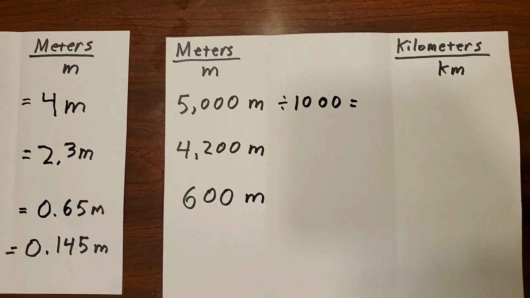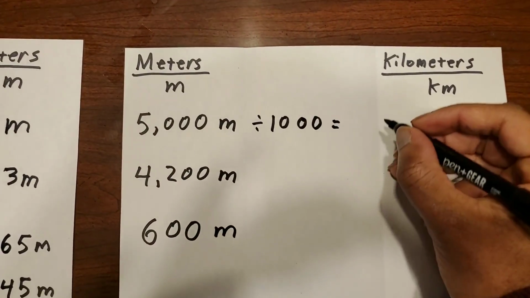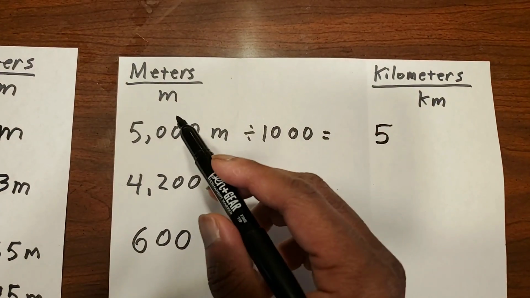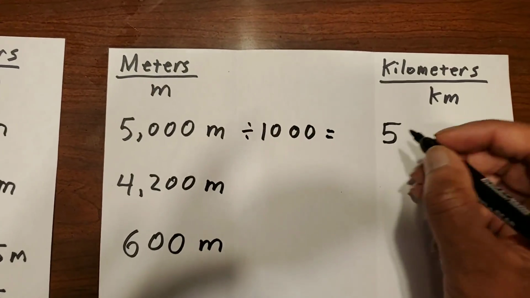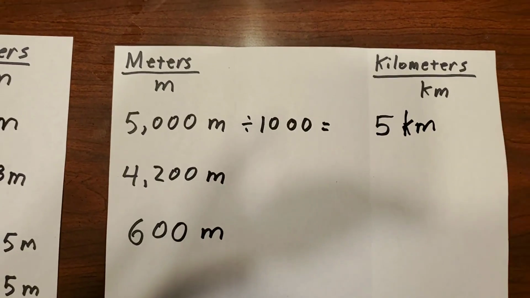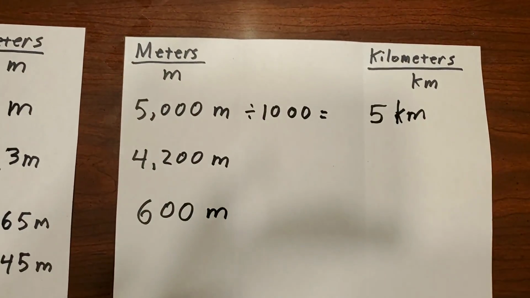Actually, just pretty easy. If you said 5, you are correct so far. 5 what? We're turning these meters into what? Kilometers. So if you said kilometers, you are correct. So 5,000 meters is the same as 5 kilometers.